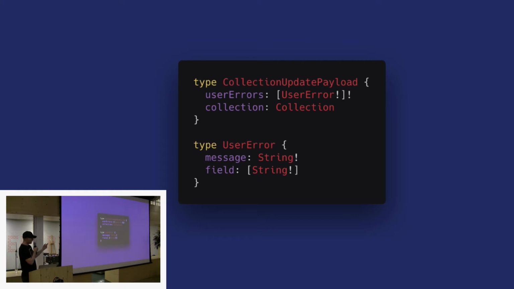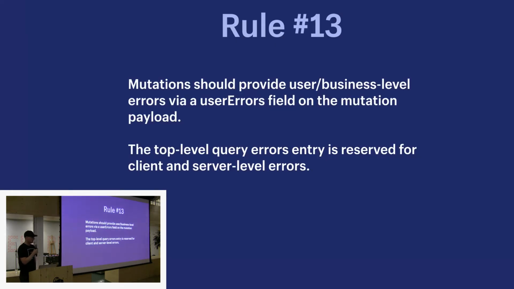So in our payload types, we include a user errors field. This is a list of errors. As feedback on a mutation based on success or failure, we can either return a user error or not. If we're updating a collection and the mutation is successful, you get back a collection, and your user errors is just an empty list. If it fails, you'll get back at least one error, and your collection can still be there in this case, but the key is that you'll get back some user errors indicating that the mutation failed. So rule number 13, mutations should provide user business level errors via the user errors field on the mutation payload. The top level query errors entry is reserved for client and server level errors.